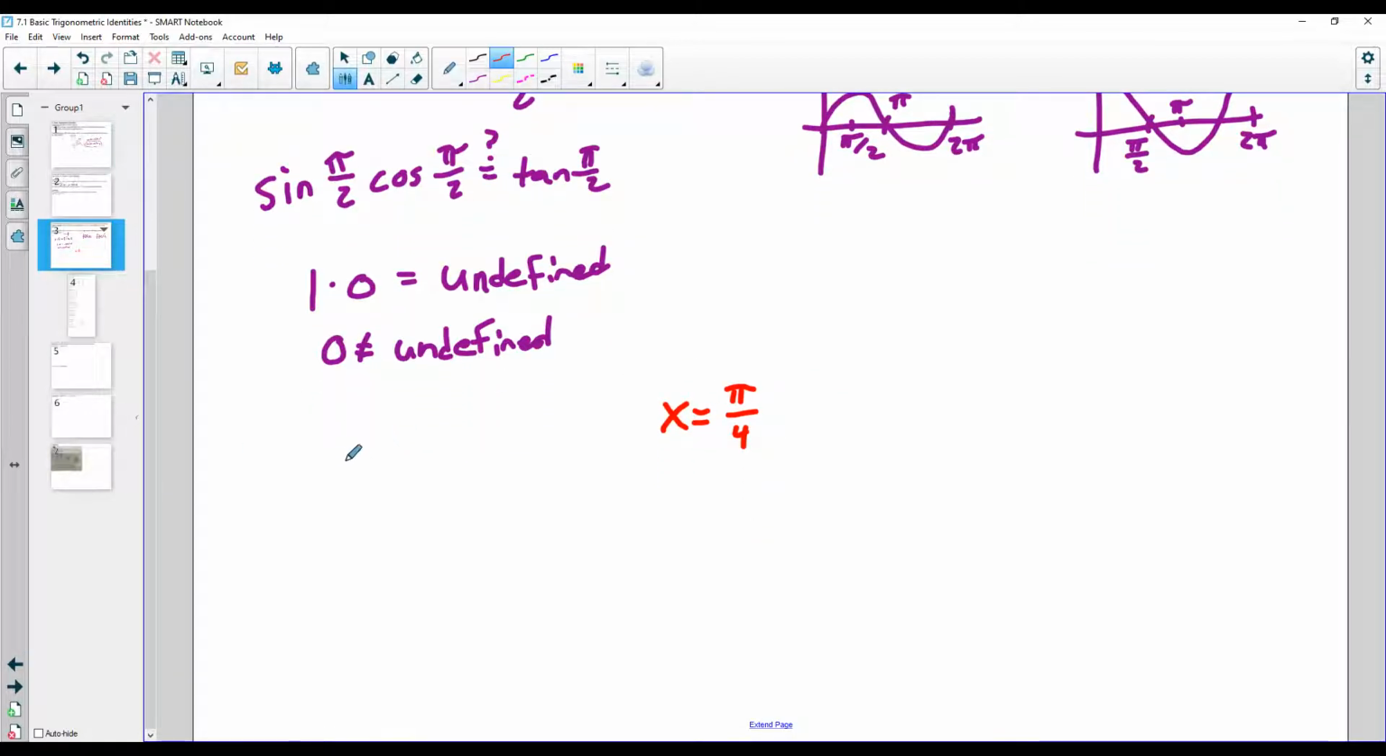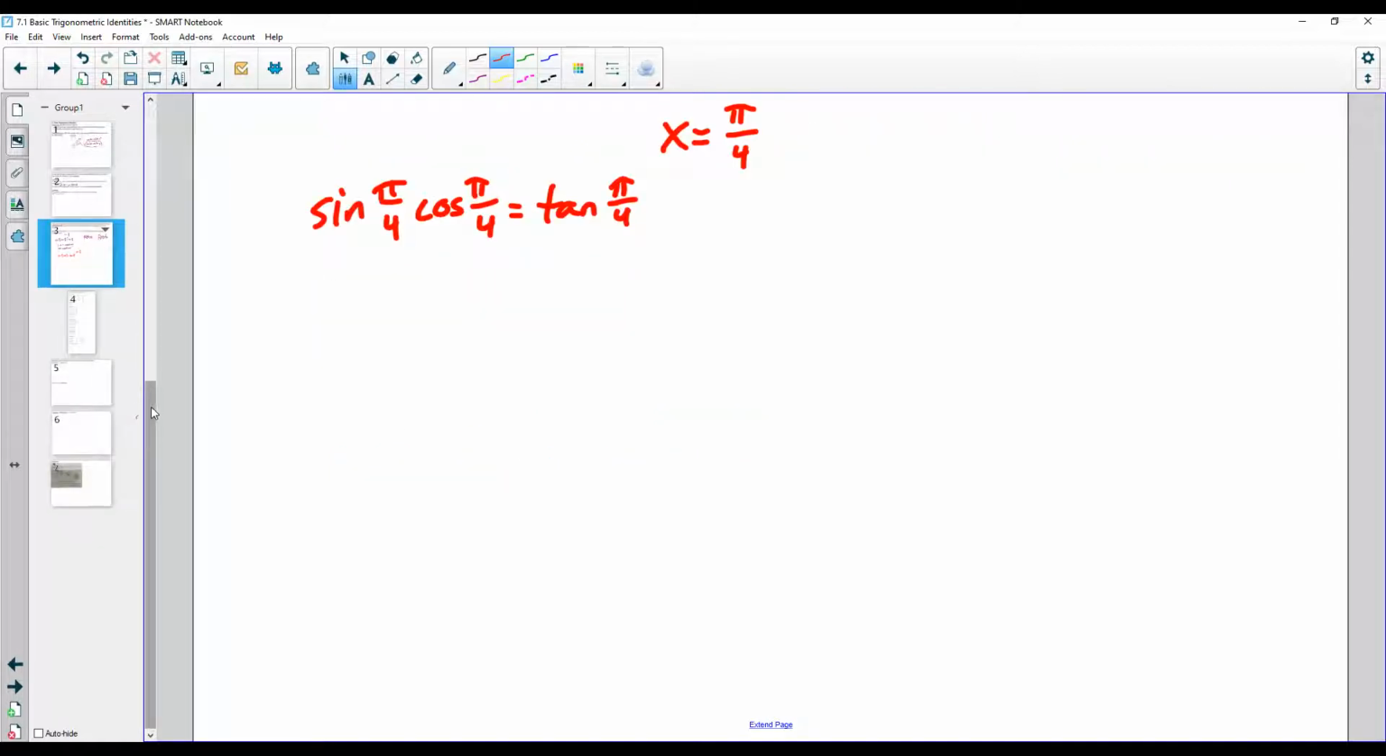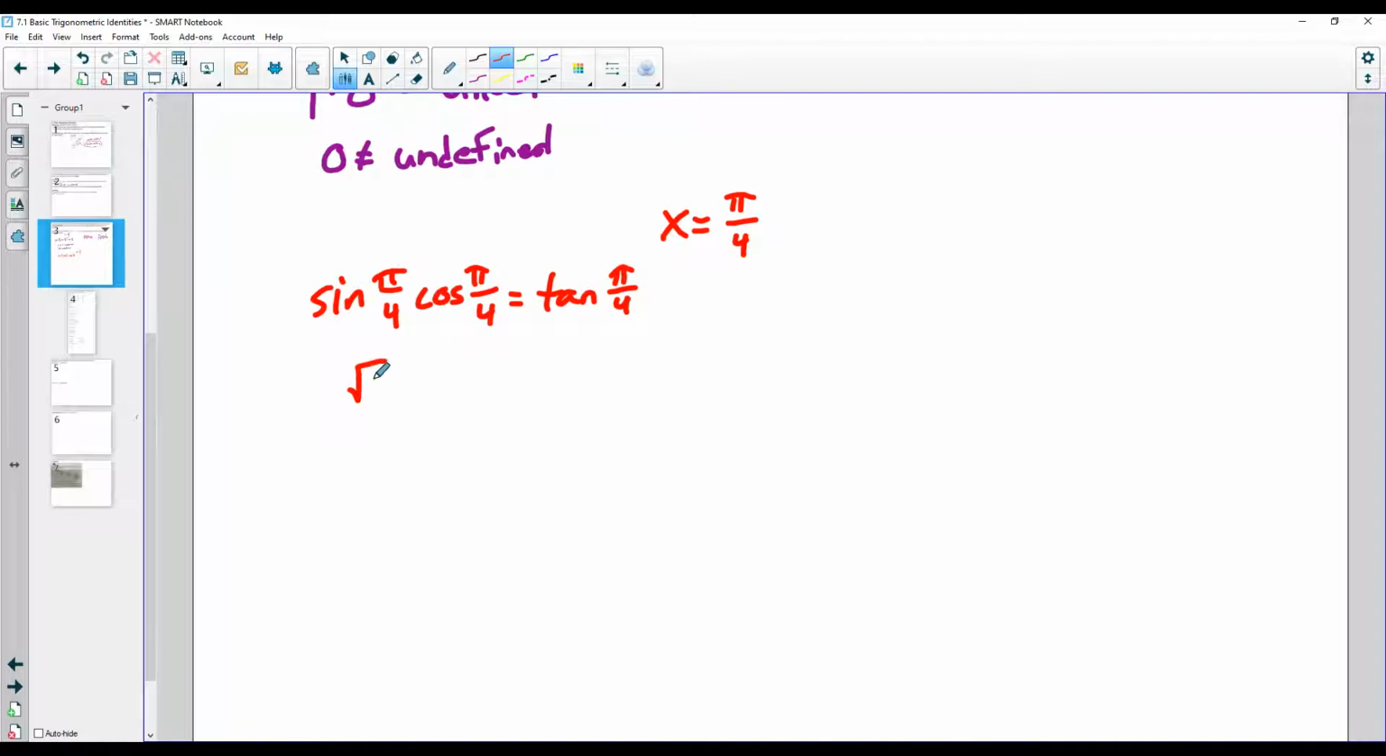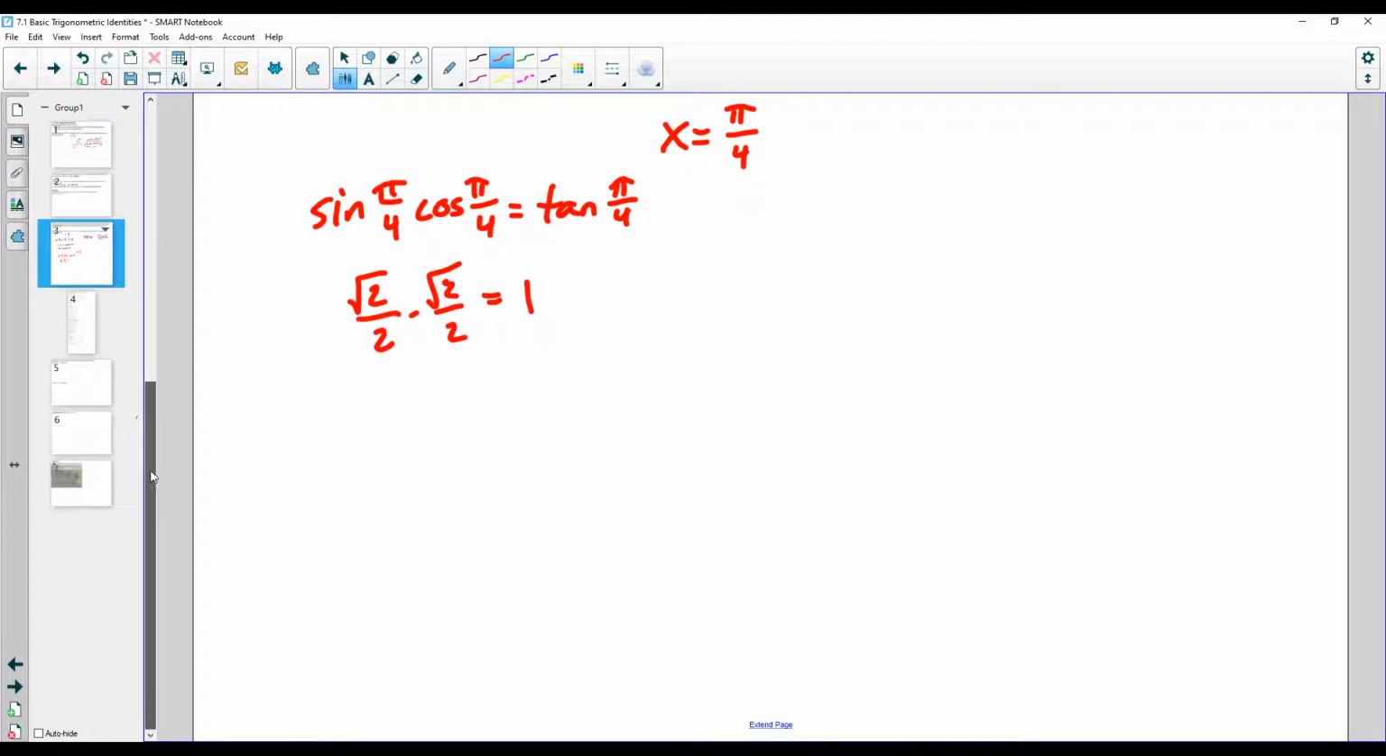The book says, hey, plug in pi fourths, so then you get sine of pi fourths times cosine of pi fourths equals tangent of pi fourths. And you could use whatever method to determine what these are. Pi fourths is 45 degrees, so you could probably use your 45-45-90. Sine of 45 degrees or pi fourths is square root 2 over 2. Cosine of pi fourths is also square root 2 over 2. And I know that tangent of pi fourths, if I were to look at my graph, is 1. That's the 1 we know from there.